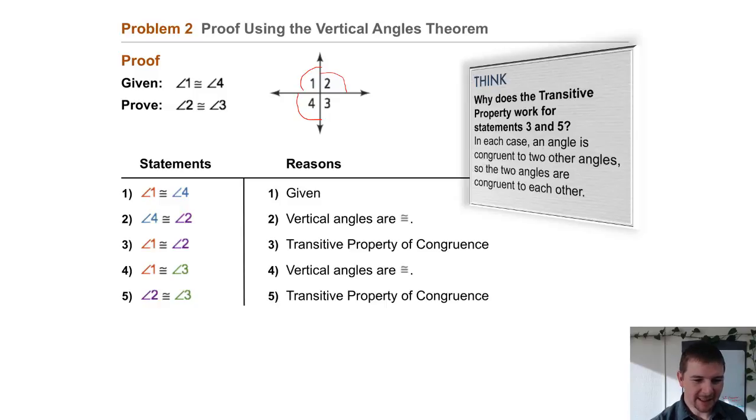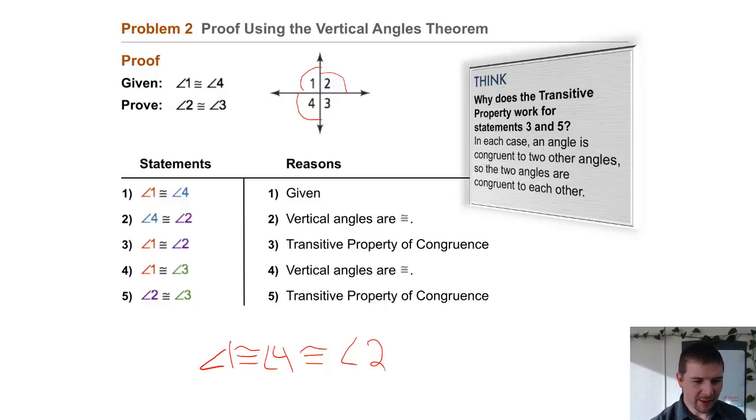You can see the next thing done, though, is to state that angle 1 is congruent to angle 2. And that's by the transitive property of congruence. And maybe that's easier to see if we write it out this way. We knew that angle 1 was congruent to angle 4. And then we stated that angle 4 is congruent to angle 2.